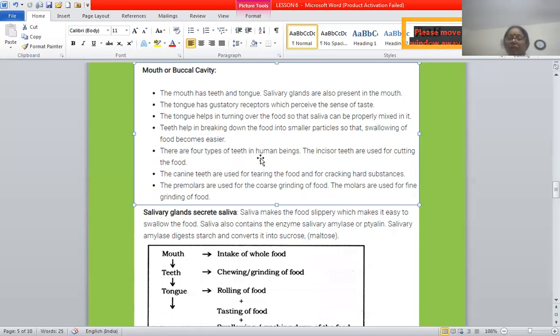There are 4 types of teeth in human beings. The incisor teeth are used for cutting the food, canines for tearing the food and cracking hard substances, premolars are used for coarse grinding, and molars are used for the grinding of food.